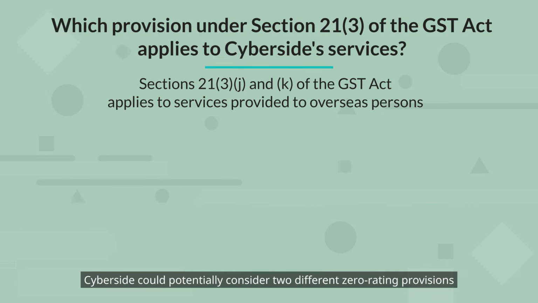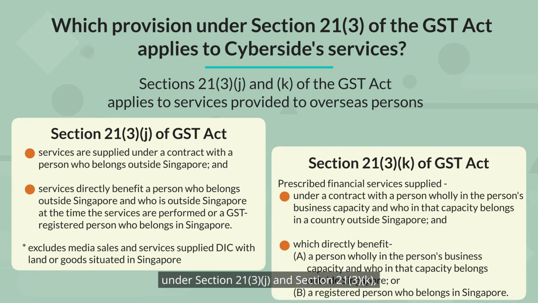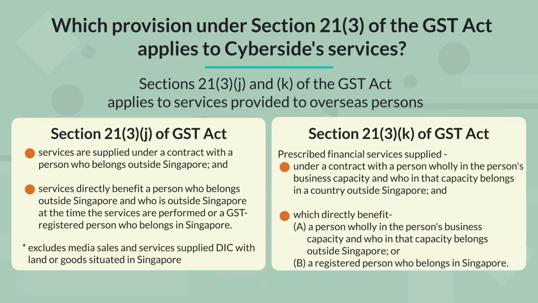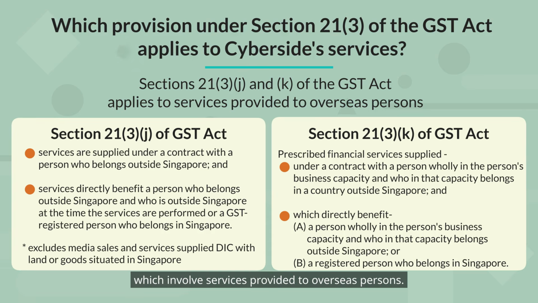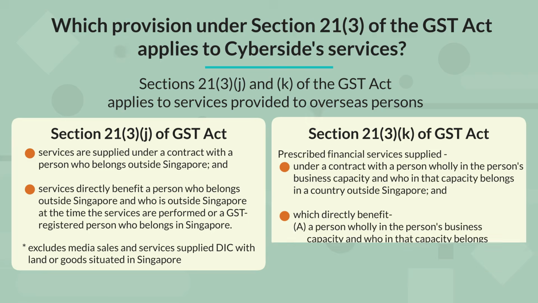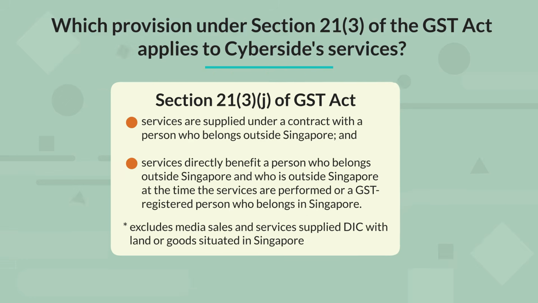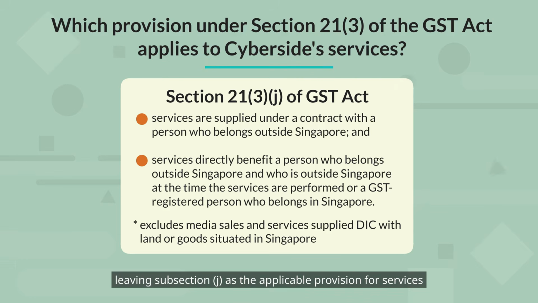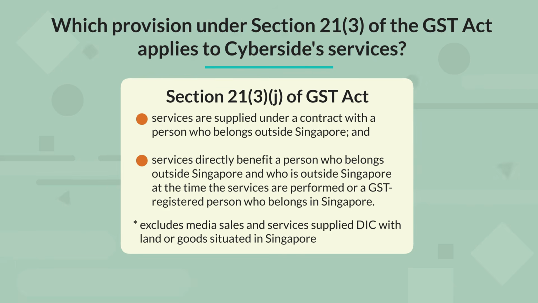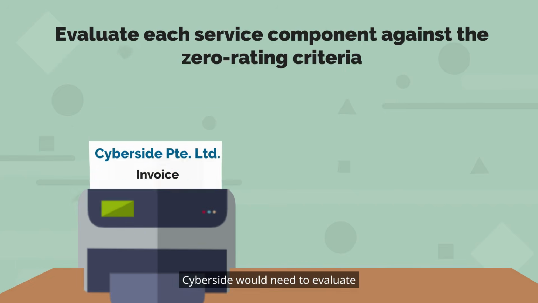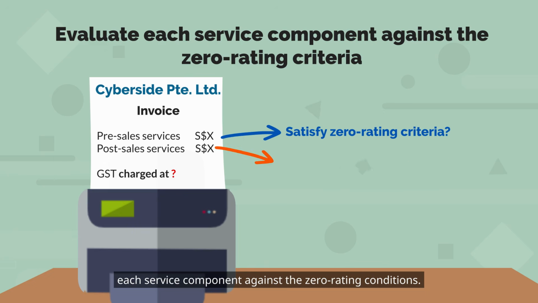Cyberside could potentially consider two different zero rating provisions under Section 21(3)(j) and Section 21(3)(k), which involve services provided to overseas persons. But their services do not qualify under the prescribed list of services, leaving subsection (j) as the applicable provision for services that are supplied to overseas persons. Cyberside would need to evaluate each service component against the zero rating conditions.